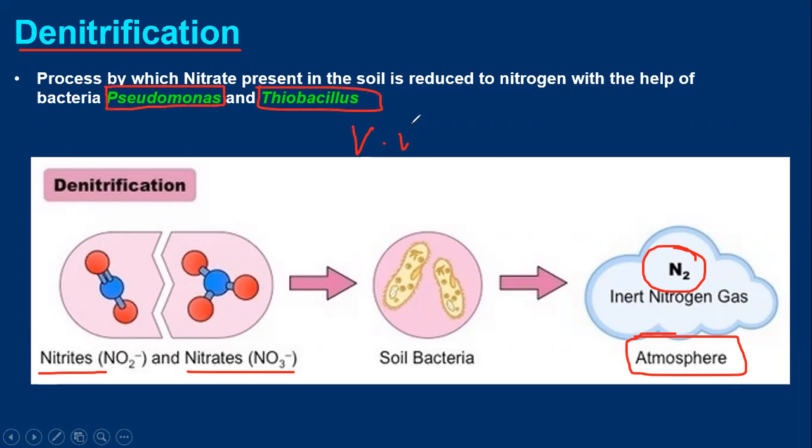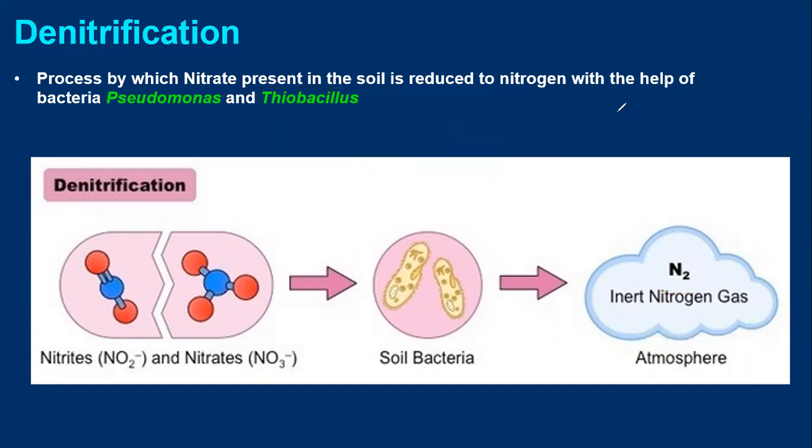You must study the bacteria that help in the process of nitrogen fixation. We studied the bacteria that help in the conversion of ammonia to nitrite, and nitrite into nitrate: Nitrosomonas, Nitrococcus, and Nitrobacter. What are the bacteria that convert nitrites and nitrates into nitrogen? The denitrification process we have also studied: Pseudomonas and Thiobacillus are the two bacteria which help in the process.